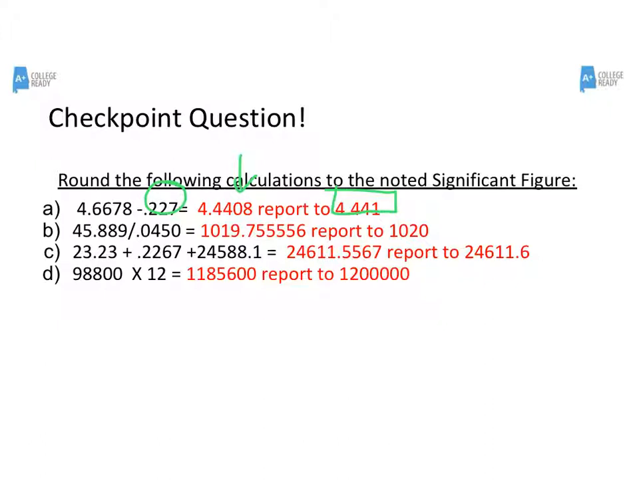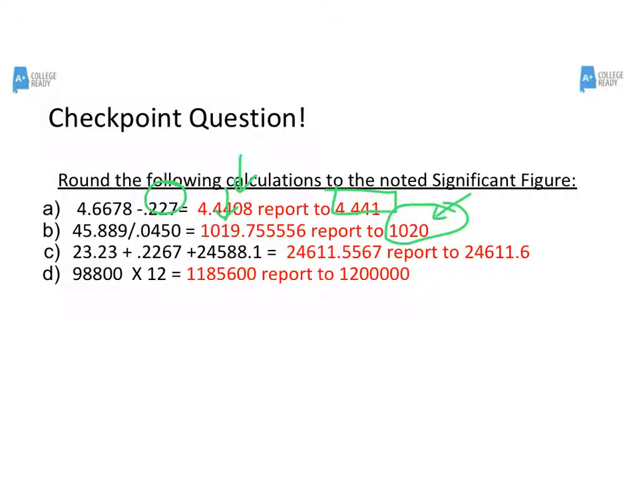On the number 2 division problem, I have 5 significant figures in the top measurement and 3 significant figures in the bottom measurement. Therefore, I should report out to 3 significant figures. This 1 is the place I should round to. The 9 rounds the 1 up, so I should report out to 3 significant figures. Remember, the trailing 0 is not significant.